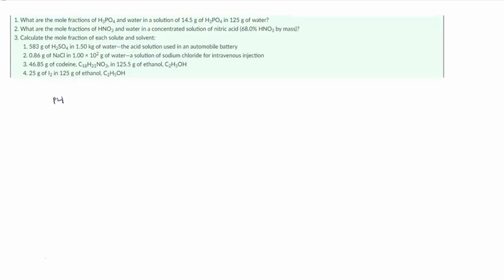Number 1, what are the mole fractions of phosphoric acid and water in a solution that is 14.5 grams of phosphoric acid in 125 grams of water? As mentioned before, most of the time when you see grams in here, you will need to convert to moles, and this is one of those times. So you need to find the molar mass of phosphoric acid, which you can do by looking up the values for each atom on the periodic table and adding them together. And you should get 1.48 moles of phosphoric acid.